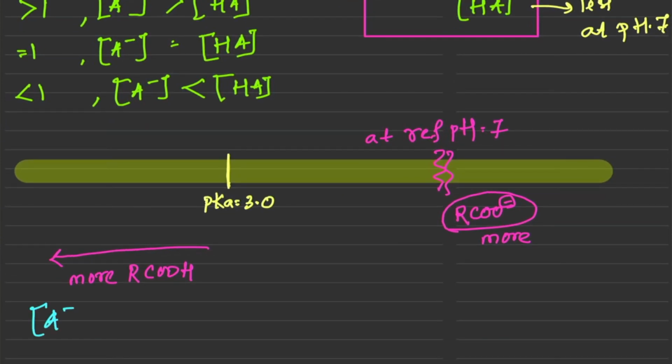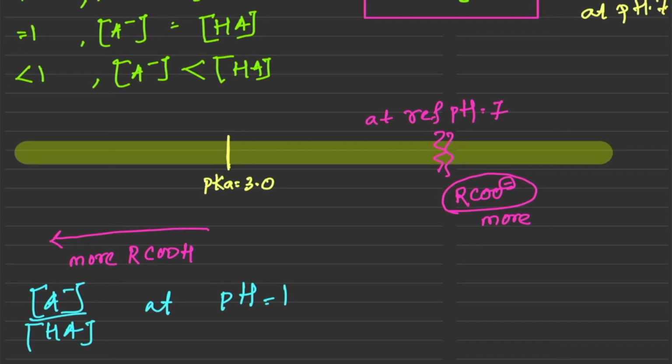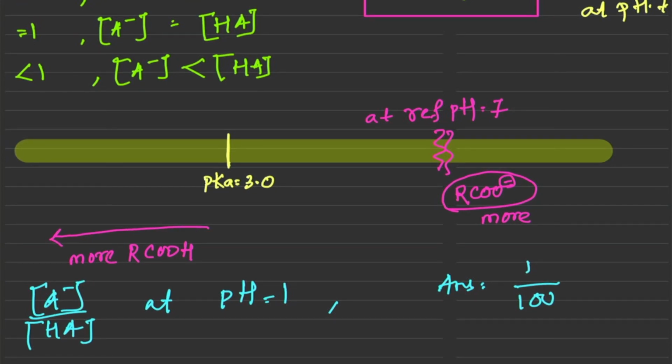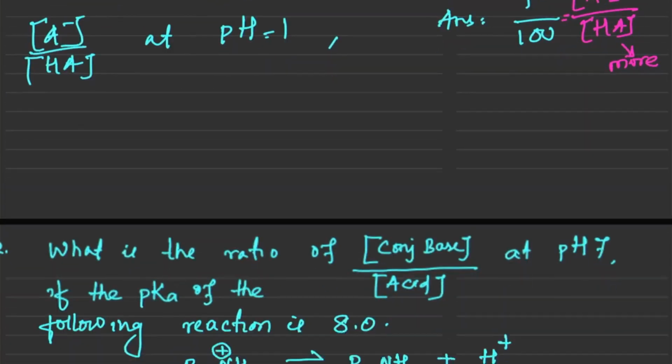You can do it yourself, solve this puzzle. Find the ratio of A minus by HA at pH 1 for the same problem. You can test yourself, the answer would be 1 to 100. So A minus is going to be 1, HA is going to be 100. So you got more of HA.